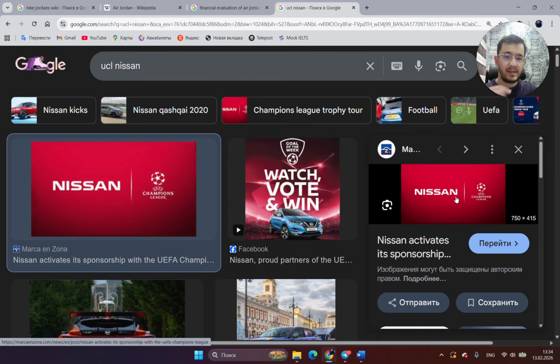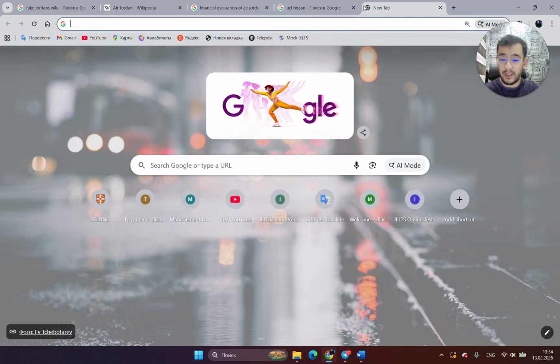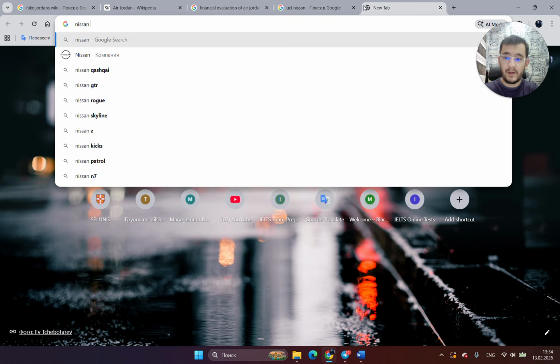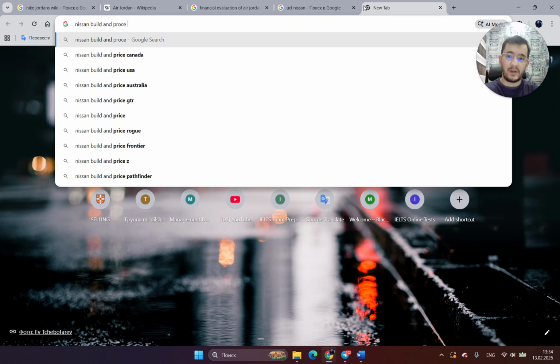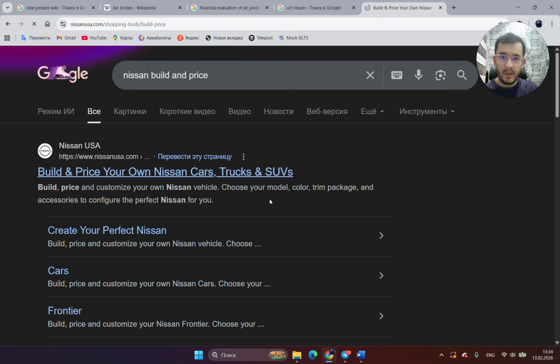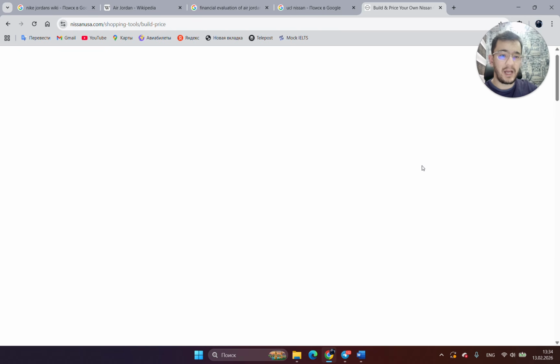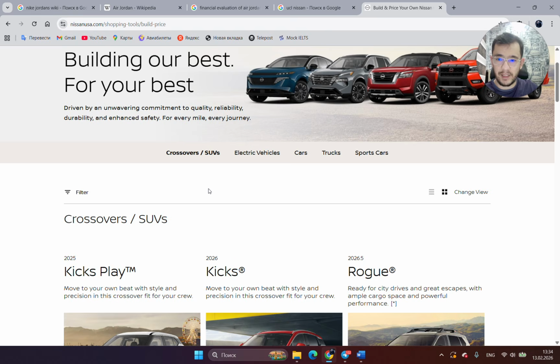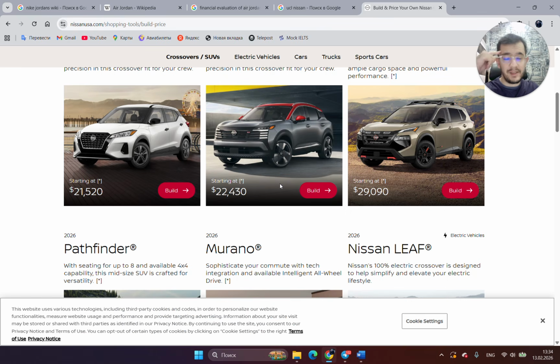Or if I say, for example, UCL and Nissan, I see this. Why do I see that? Because I'm a football fan. So when I watch the Champions League nights, sometimes I see an advertisement by this car company, and when I go to their website, I say Nissan, build and price, for example. Let's see what models they have. I go to their website. I'm thinking about cars here, of course, but while building a car on their website, choosing the models, I'll be still thinking about UCL because the Champions League is sponsored by them.